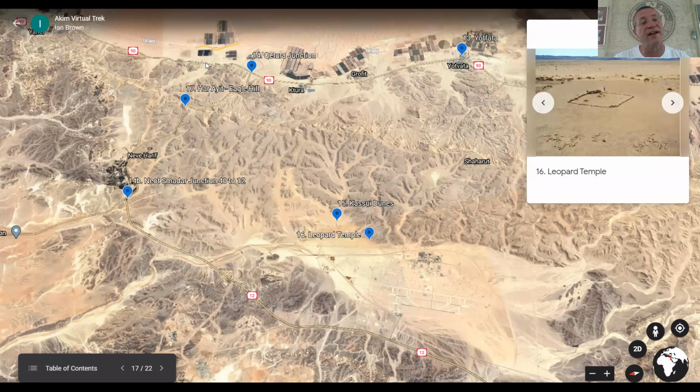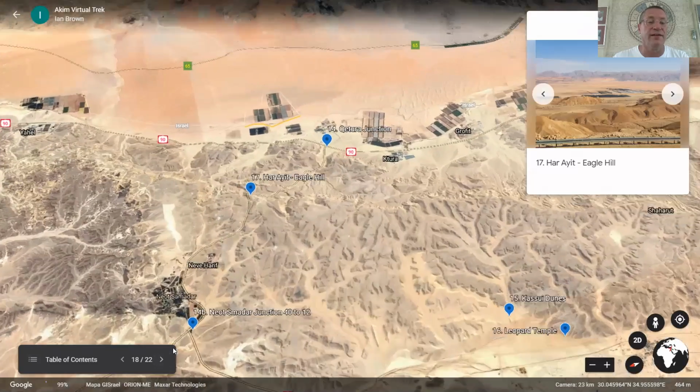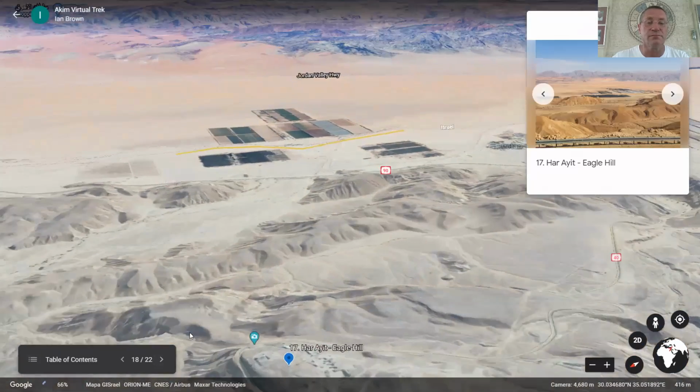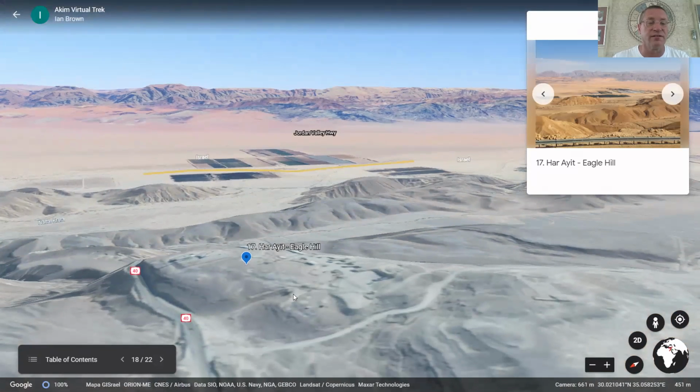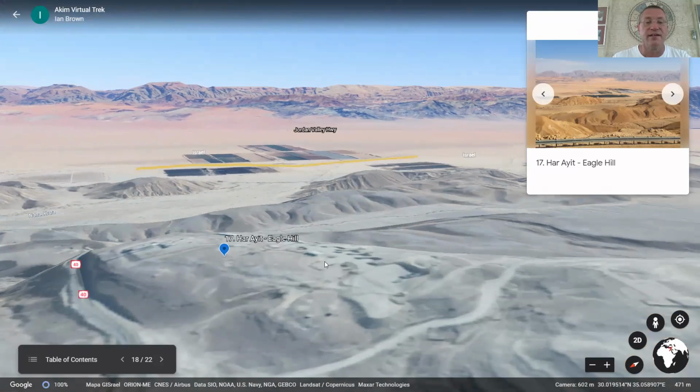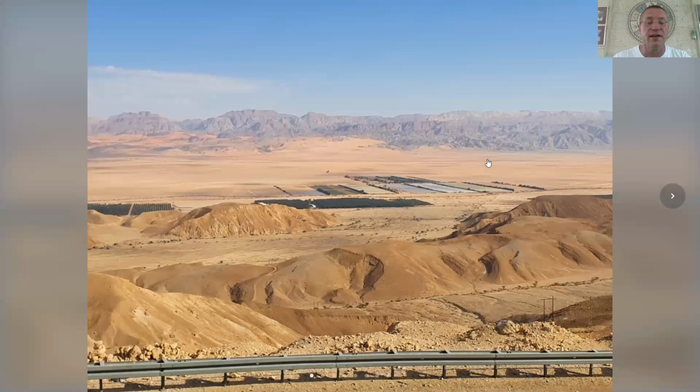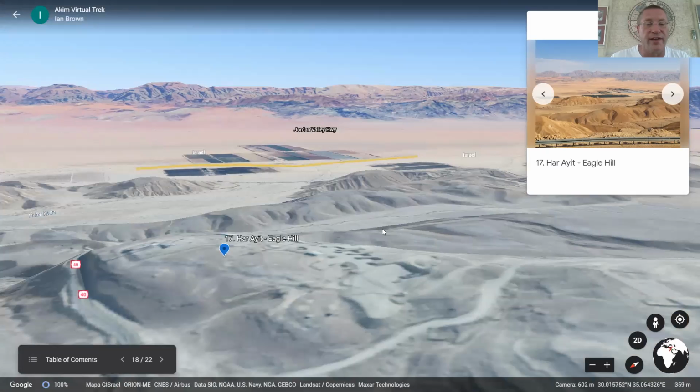But before we get all the way down into the valley and hit Road 90, we're going to stop at a lookout point known as Har Ayit, appropriately Eagle Hill. So flying over there, we arrive. Now what I love about this shot is that this virtual image is almost identical to this photograph I took at Eagle Hill a few months ago. Look at that, remarkable. Anyway, what are we looking at?